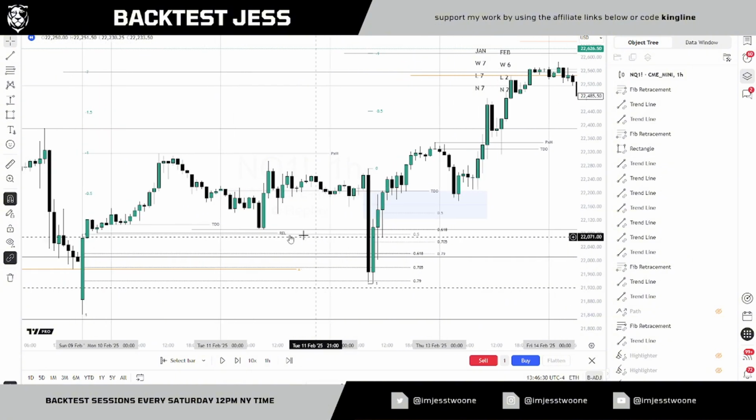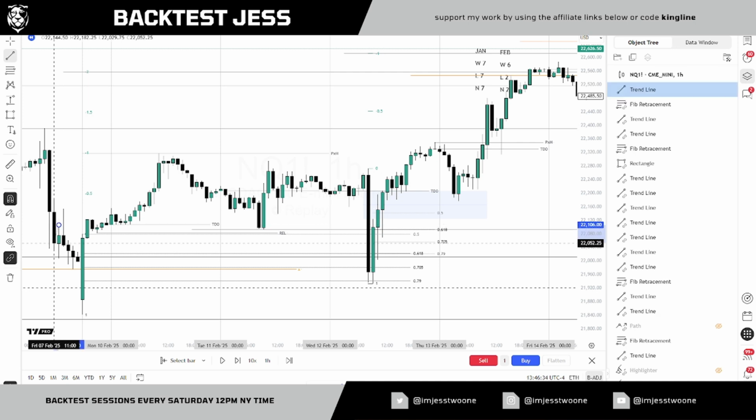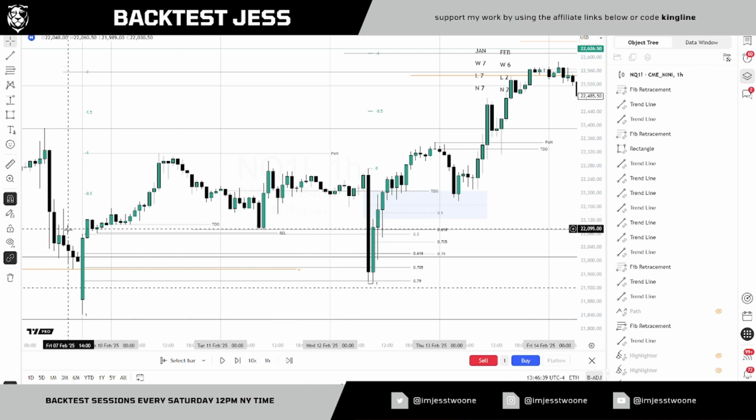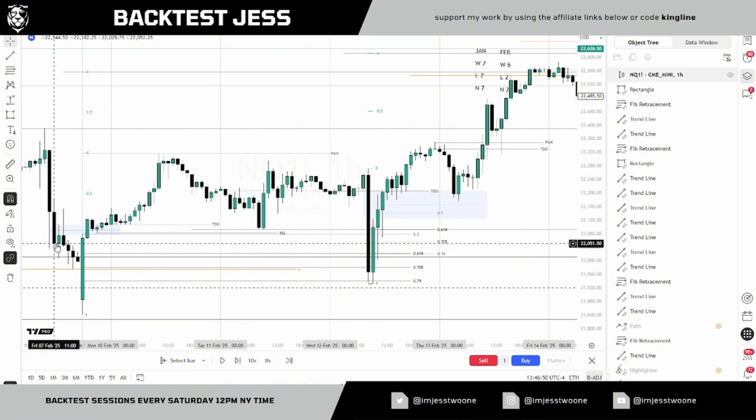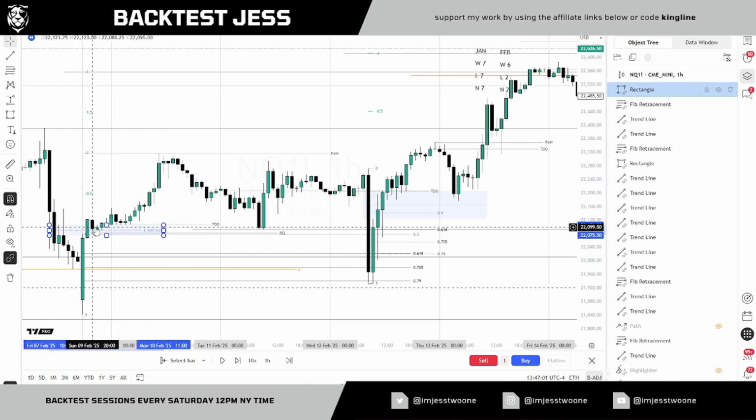Like this area here, for example, this area where you have body, wick, body. This area here is a balanced price range because you have a wick coming down and up, you have price action coming down, you have a wick going down and up, then you have a wick going down and up, and then you have price action going up. This area right here is a balanced price range, which is why you see price being supported here.